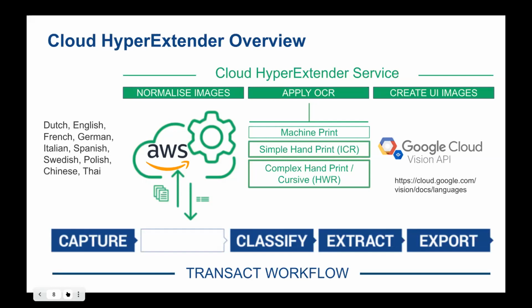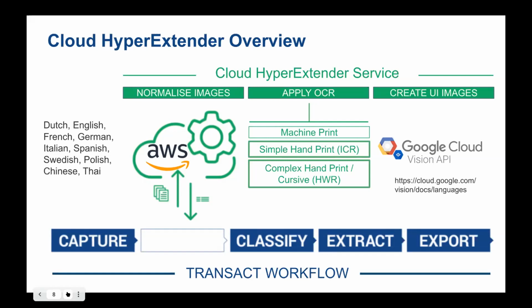And that's why in 2021, we decided to add handprint extraction to the service to increase its reach and impact. And besides that, the best handwritten OCR engines are only offered in the cloud. And with our new consumption pricing this year, every bundle that we offer includes Cloud Hyperextender so that customers can easily try the feature.